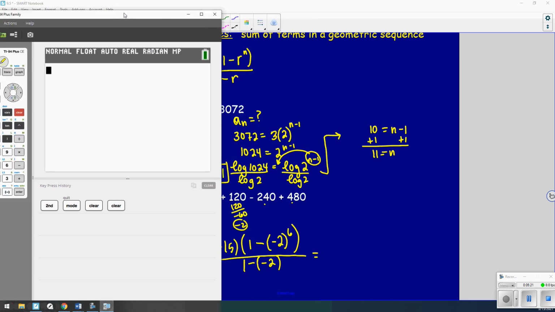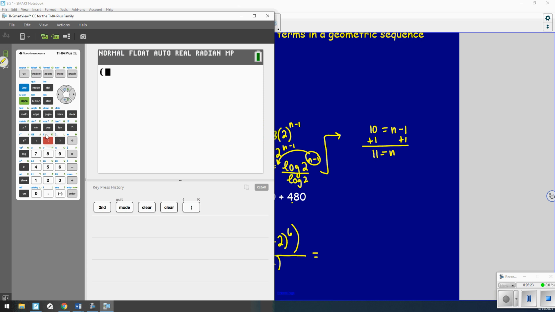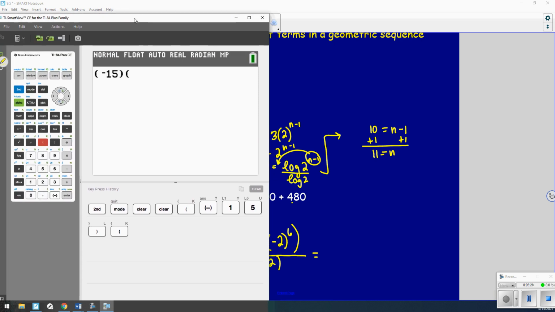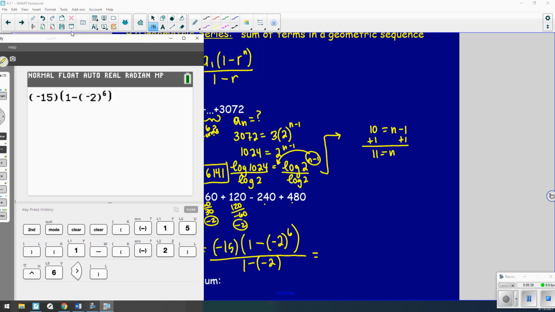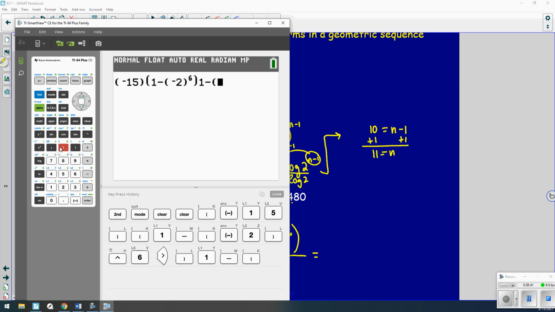Let's see, I need -15. So I'm going to go -15 times the quantity, 1 minus, in parentheses, I'm typing -2 and then raising that to the 6th. Notice how I've done that. Close the parentheses. And then I need to divide by 1 minus -2. I didn't get my division bar in there, and I need to put all of that in a set of parentheses. 1 minus the quantity, -2, close that bottom quantity.